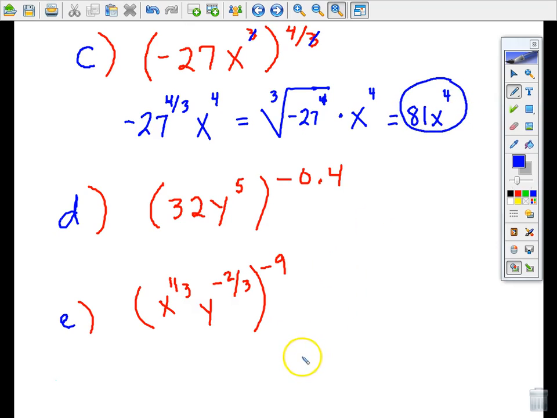Okay, I think we're going to have time to get through one more of these. So what should I do here on letter D first? Okay, what is the fraction form of negative 0.4? I think we had this a minute ago, didn't we? 4/10, 2/5. So really we need to think about this as 32y to the 5th raised to the negative 2/5 power. Okay, I'm going to go to new screen.